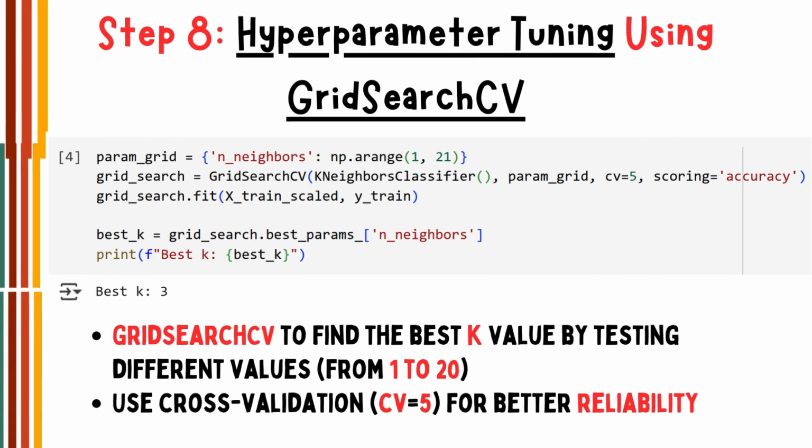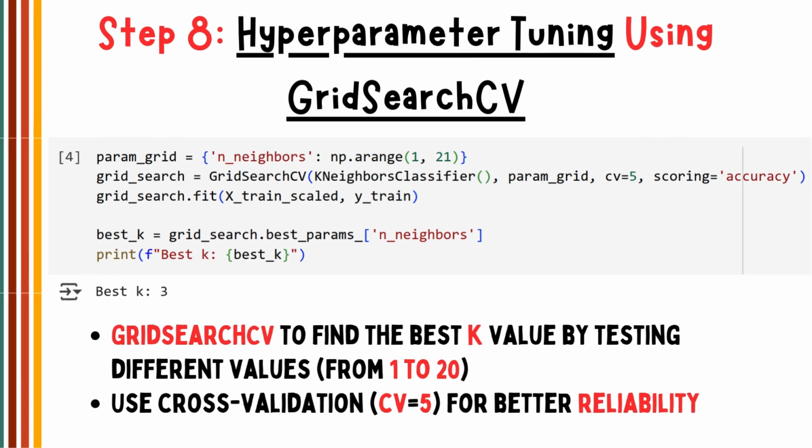Step 8. Hyperparameter tuning using GridSearchCV. KNN has one critical hyperparameter, k, the number of neighbors, which significantly affects its accuracy. We use GridSearchCV to find the best k value by testing different values from 1 to 20 and selecting the one with the highest accuracy. Steps: define a range for n_neighbors, 1 to 20. Use cross-validation, cv=5, for better reliability. Find the best k value automatically. This ensures that we are using the most optimal KNN model for our dataset.